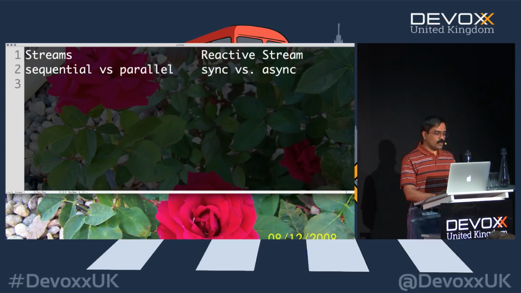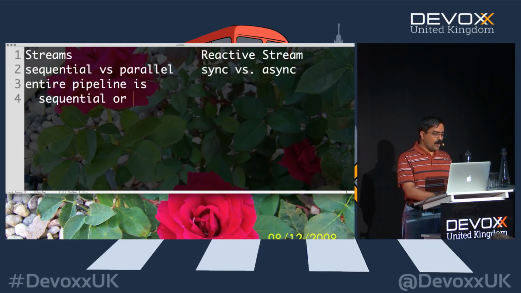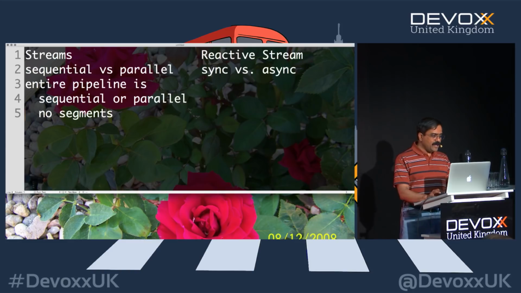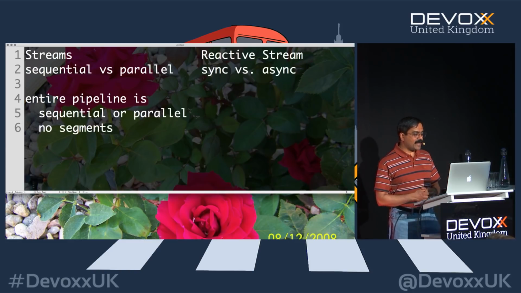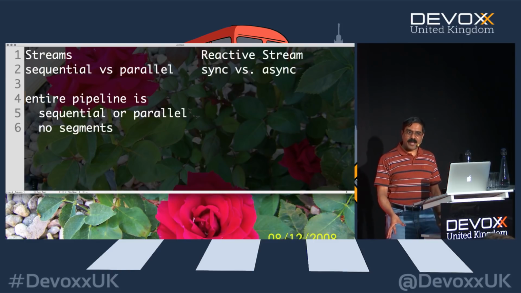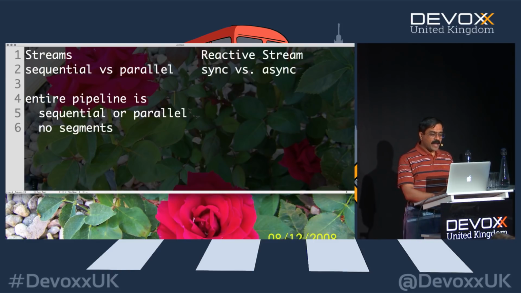But on the same note, when you do sequential, the entire pipeline is sequential, or parallel. In other words, no segments. So there is no segments between your pipelining when it comes to your streams in Java 8. Either the entire pipeline is sequential or the entire pipeline is parallel. On the other hand, what is the reactive stream? The reactive stream, what does it do? The answer for that is it depends.